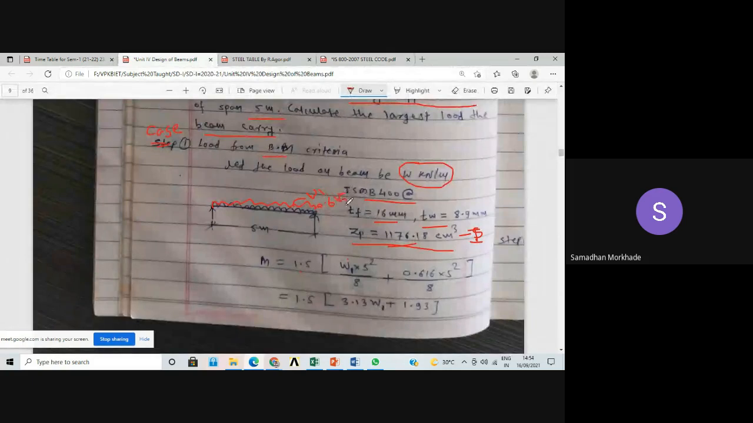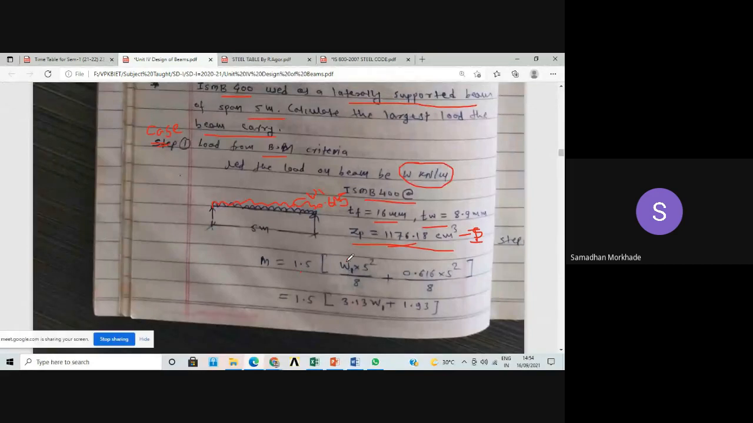This is the self weight of the beam, and we are going to calculate this W1. This is the external UDL acting on the beam. Okay, so this is the external UDL and self weight, and it is acting in the form of UDL. So bending moment is WL square by 8. So there are two UDL. One is the external UDL, external load, and this is the self weight of the beam.